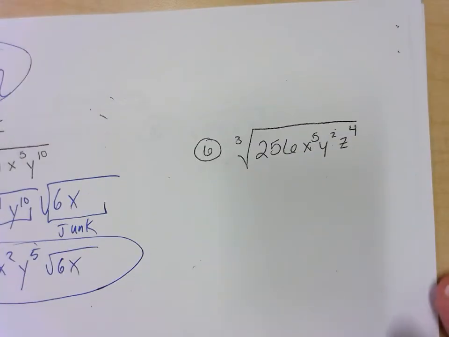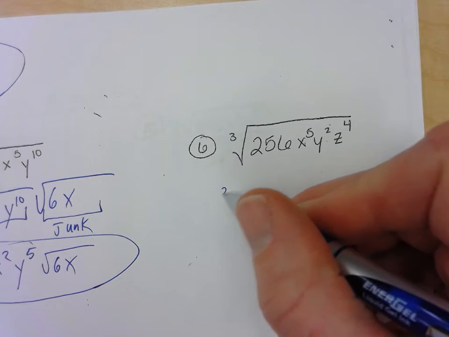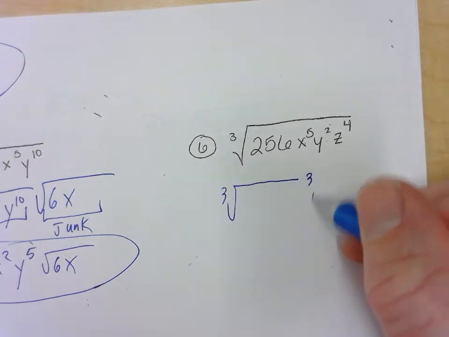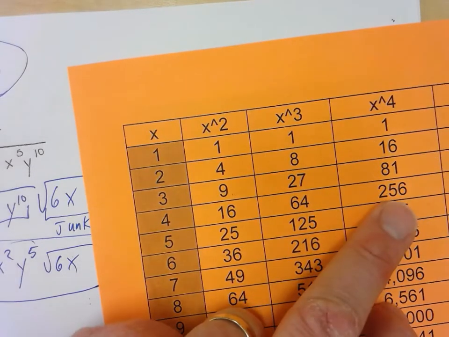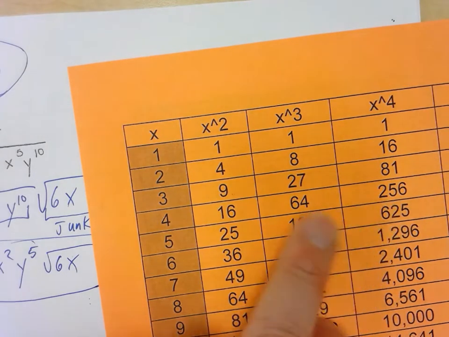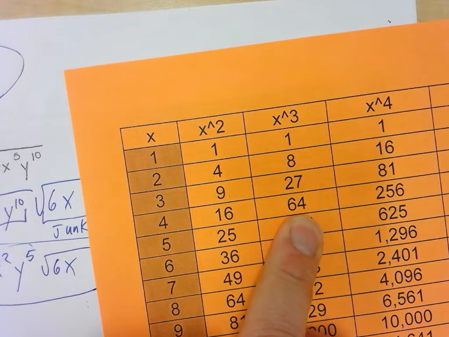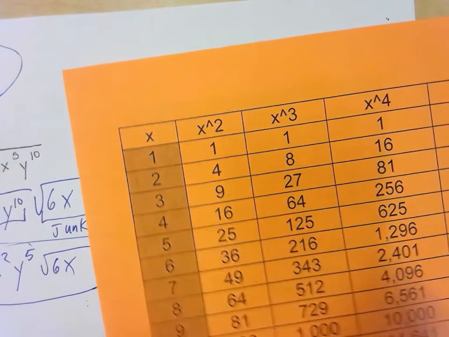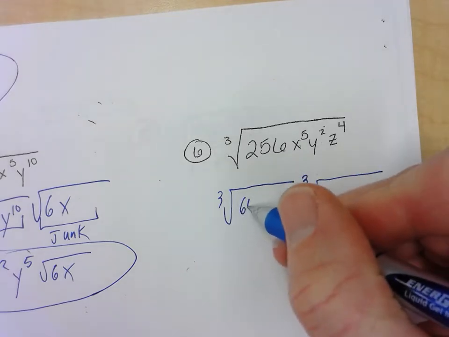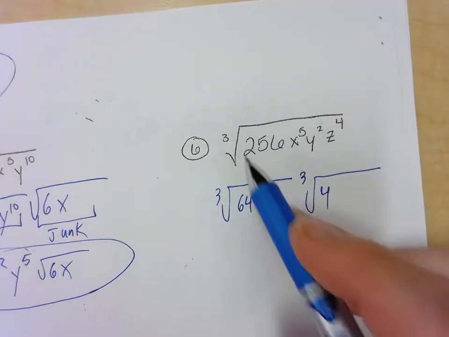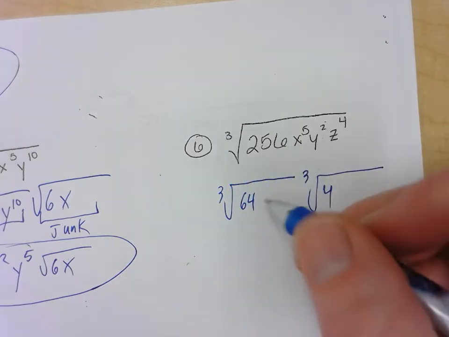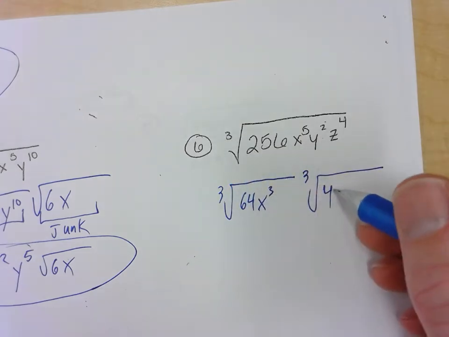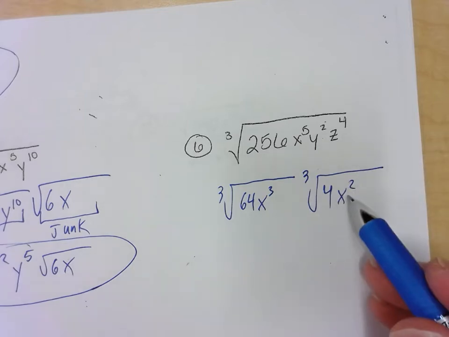All right, the next one. Sorting it out into what we can take the cube root of, what we can't take the cube root of. 256. Can I take the cube root of 256? No. 64 lives inside of there, so I can take the cube root of 64. So it's 64 times 4. So 64 and 4. Does 3 go into 5? No. Does 3 go into 4? No. Does 3 go into 3? Yes. So I make it x cubed and x squared because I dropped it twice.